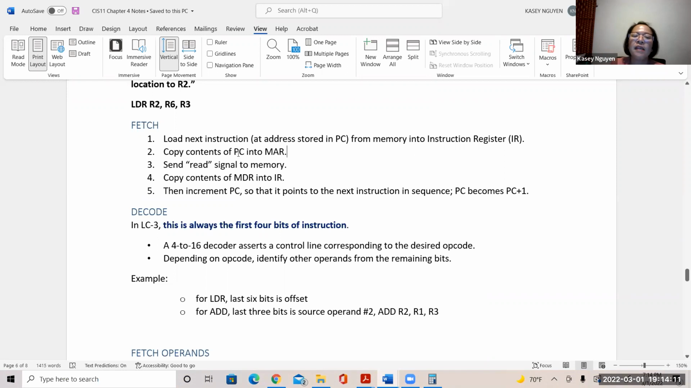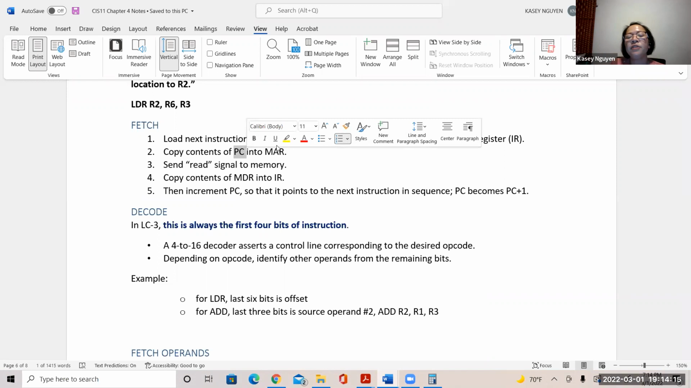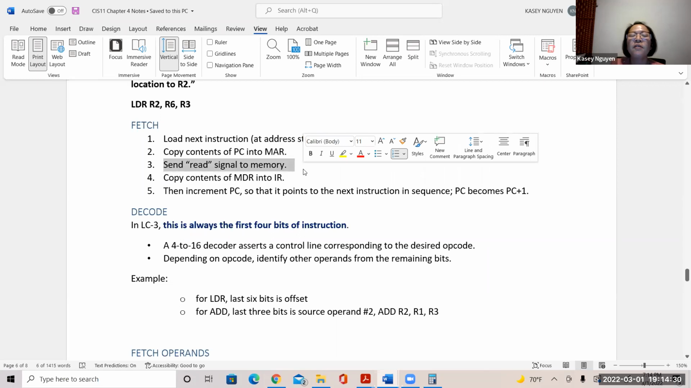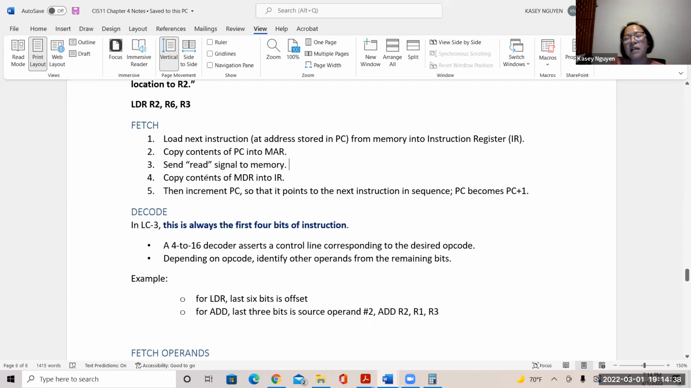Then what's next is it's going to copy the content of PC into your memory address register, because that's going to be the address that goes into the MAR. After that, it's going to send a read signal. And after it receives the signal, it's going to copy the content of the MDR into the IR. So ultimately, it has to get the content into the IR in order to operate. So first, it gets it from the PC, sends read, then copies the content from MDR, which is data, to the IR. After that, it's going to be able to go to the next step, which is decode.